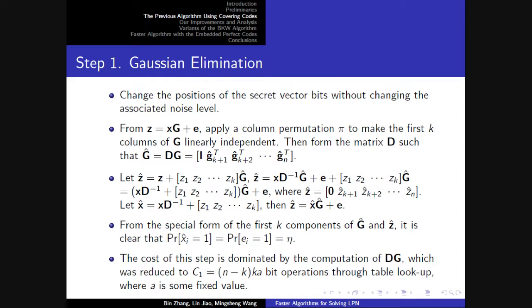The cost of this step is dominated by the computation of this matrix, D times G, which was reduced to this complexity through some table lookups, where a is some fixed value chosen by the attacker.